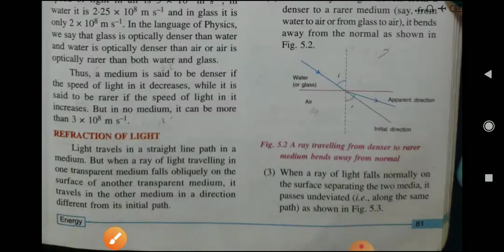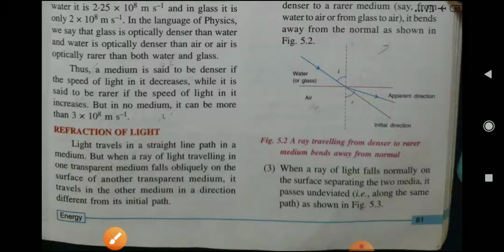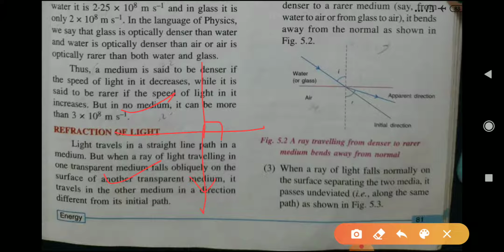Now the third is when a ray of light falls normally on the surface separating the two media. Okay, when a ray of light falls normally on a surface, that is at a 90 degree angle, separating the two media, it passes undeviated, means it will pass in the same path without any deviation. Understood?